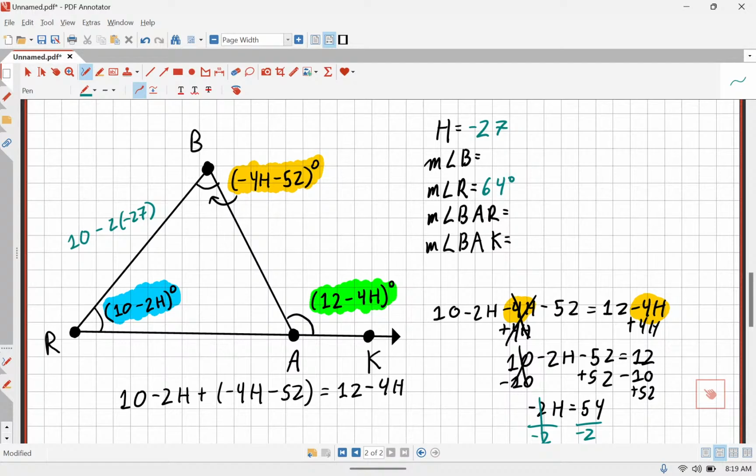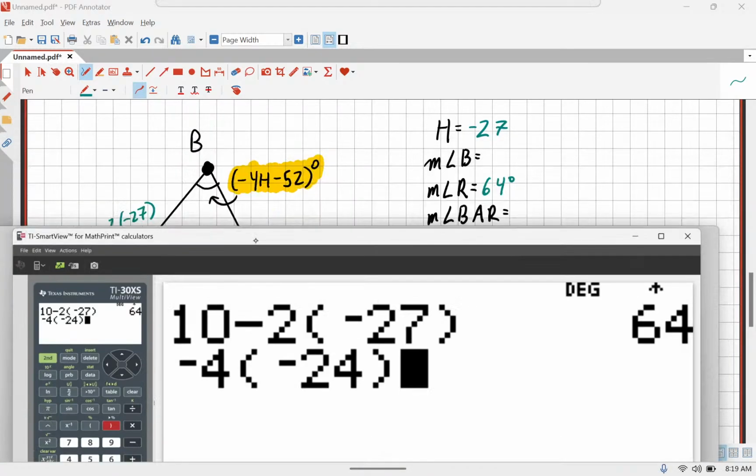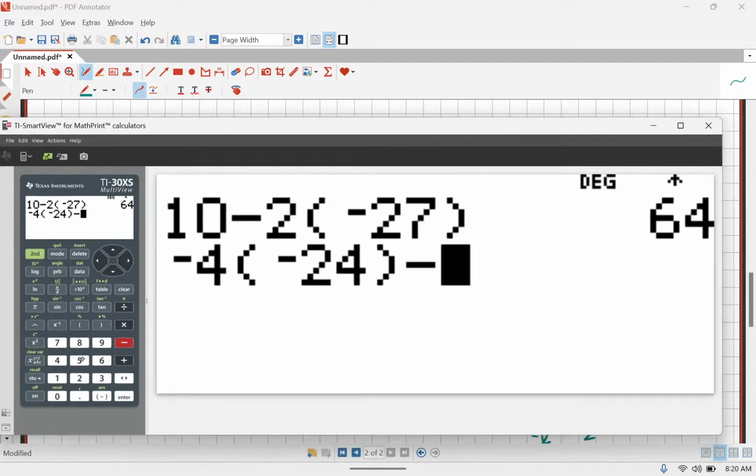Hooray! Which one would you find next? What would we do from there? Georgie, what are we going to do? Sure, get the angle B. So we can go negative 4 times negative 27 minus 52.